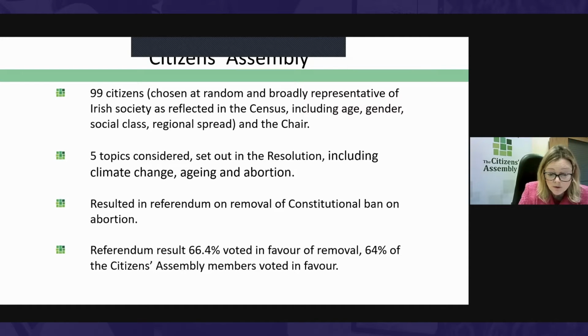So really, with those two examples, both the convention and the Citizens' Assembly were instrumental in paving the way for the resolution of these sensitive and at times contentious issues. They both played a key role in stimulating debate in Ireland around marriage equality and abortion, and generating support for constitutional change on both issues.